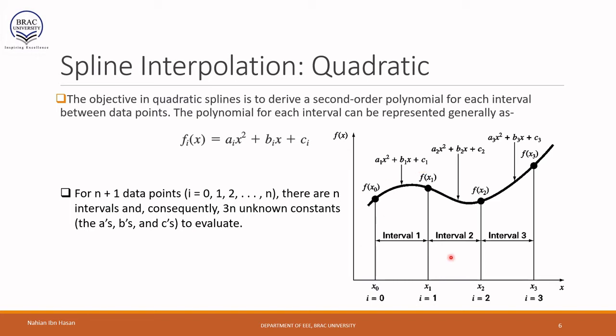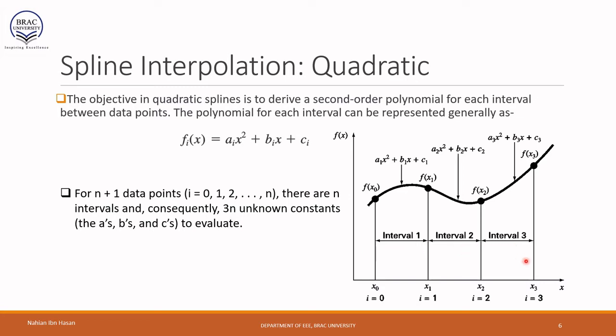Since there are n plus 1 data points, there should be n intervals. Since each interval contains three unknown coefficients, there will be in total 3n unknown constants. Okay, so that's the calculation here. We have to determine the 3n unknown constants.